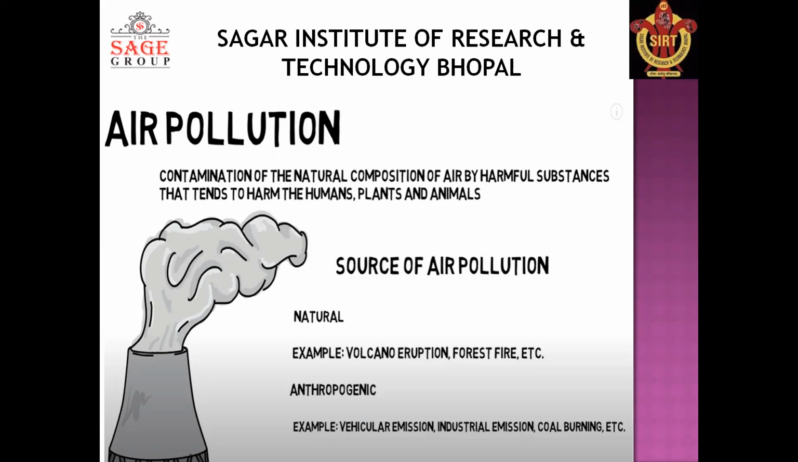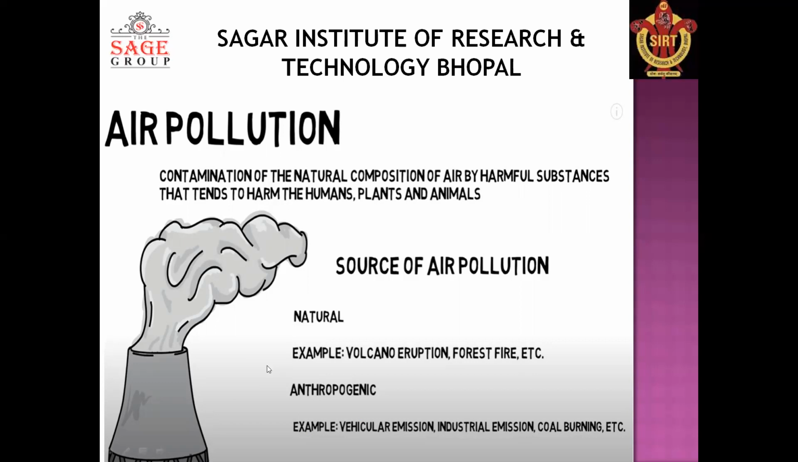So what are the causes of air pollution? What is the reason for air pollution? Why does this happen? The first cause is industrialization, and some examples are vehicle emission. Or you can say the main reasons are population growth and deforestation, the major reasons for air pollution. And the sources of air pollution are divided into two parts.